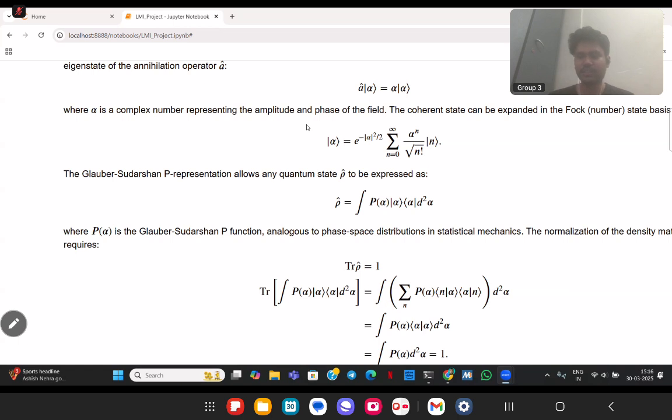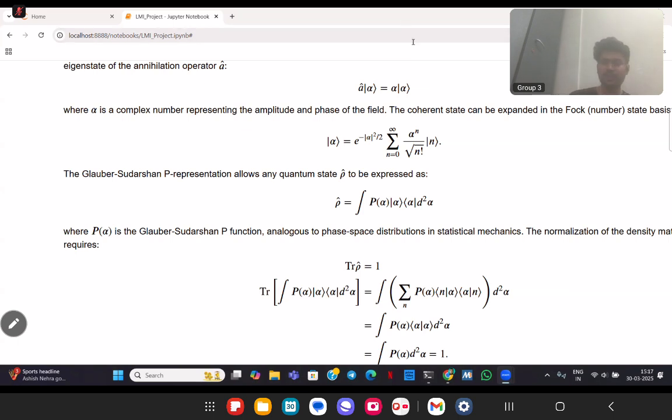So rho is equal to the integration of P(alpha) |alpha><alpha| d square alpha. Here P(alpha) plays the analogous role to a classical phase space probability distribution. Now I would like to highlight important properties of the P function, and I will derive it on the board. I will show that the P function integrates to unity just like a proper probability distribution should.